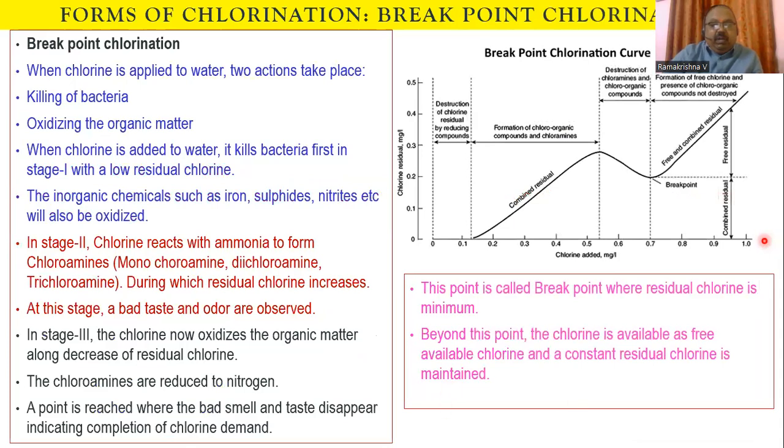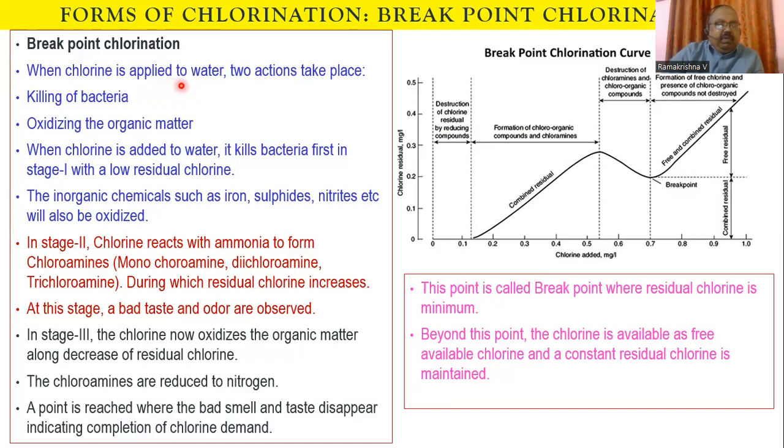The breakpoint chlorination, if you look at, this is generally determined experimentally for identifying the optimum dosage of chlorine. When chlorine is applied, a number of reactions are going to take place. Inorganics will be there in the water, organic impurities are there in water, and ammonia related compounds are also there in water. Chlorine reacts with all these things to convert into corresponding compounds.